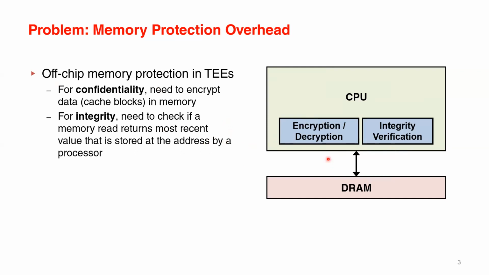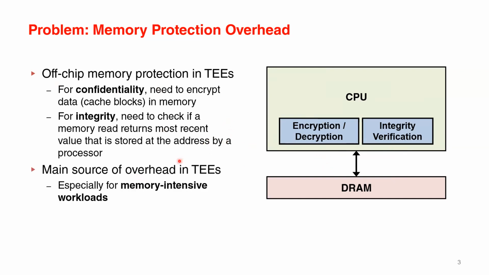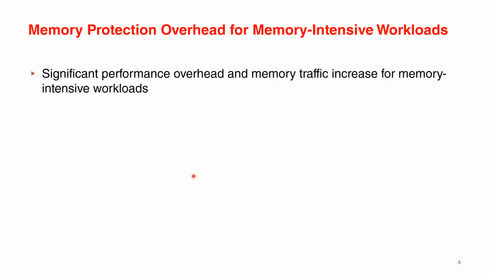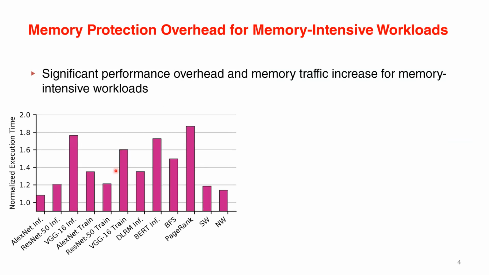However, this mechanism of off-chip protection is the main source of overhead in today's TEEs, especially for memory-intensive applications. On the diagram on the left, we can see the normalized execution time of various applications when they are run inside a CPU TEE simulator that we built. These applications are from different domains such as neural networks, graphs, and bioinformatics. We can see the performance overhead inside a TEE is very large. It can be as high as 80% for some applications.